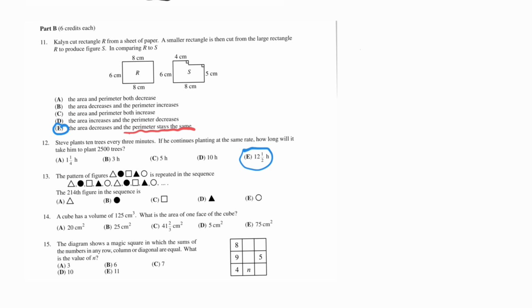Number 13. The pattern of figures is repeated in the sequence. The 214th figure in the sequence is, look at the pattern. The first is the unshaded triangle, and then the shaded circle, and then a white square, and then the shaded triangle, and last is the white circle. So we have 5 figures repeating.